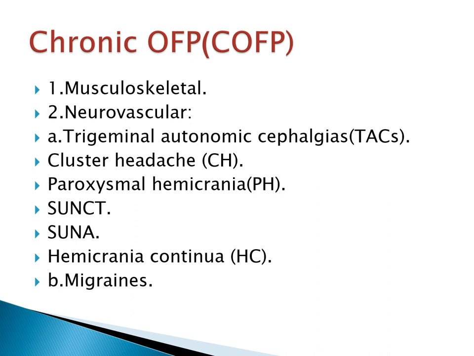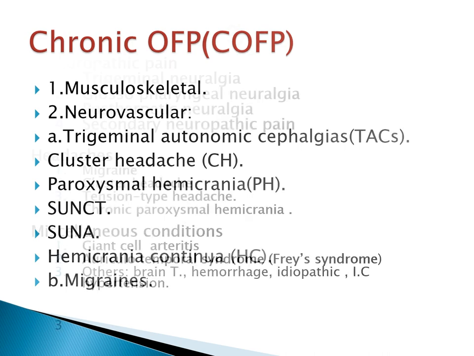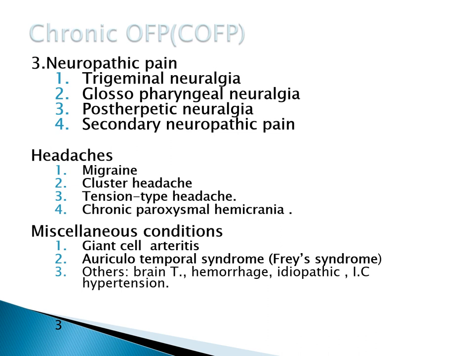COFP, chronic OFP. 1. Musculoskeletal. 2. Neurovascular: A, trigeminal autonomic cephalgias: cluster headache (CH), paroxysmal hemicrania (PH), SUNCT, SUNA, hemicrania continua (HC). B, migraines. 3. Neuropathic pain: trigeminal neuralgia, glossopharyngeal neuralgia, postherpetic neuralgia, secondary neuropathic pain, headaches, migraine, cluster headache, tension-type headache, chronic paroxysmal hemicrania.